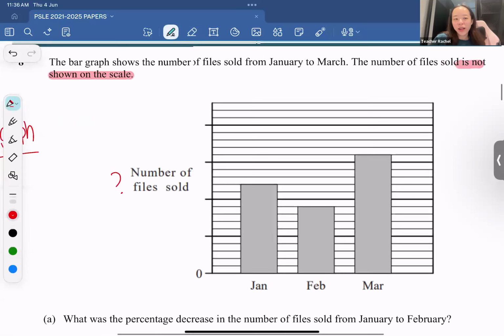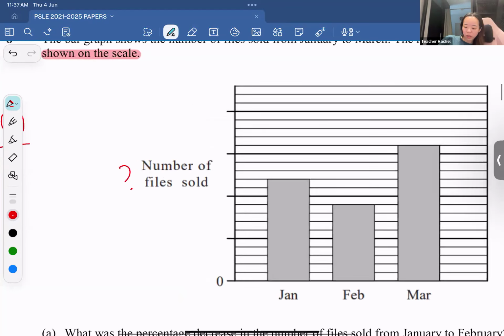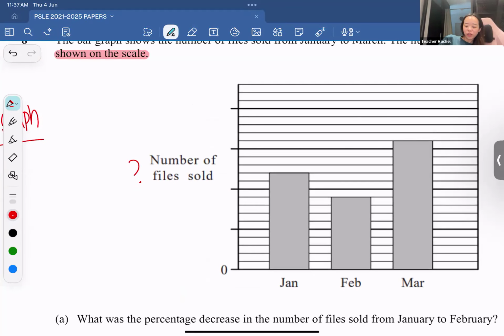For some of you, I think I've taught you before. If you follow me on TikTok, I also did a P4 question where the scale is not shown, so you can follow me on TikTok and watch that video. So what can you do? If the scale is not shown, you write units. This is like 5 units. Just count, each one is 1 unit. 1, 2, 3, 4, 5. 10 units, 15 units, 20 units.